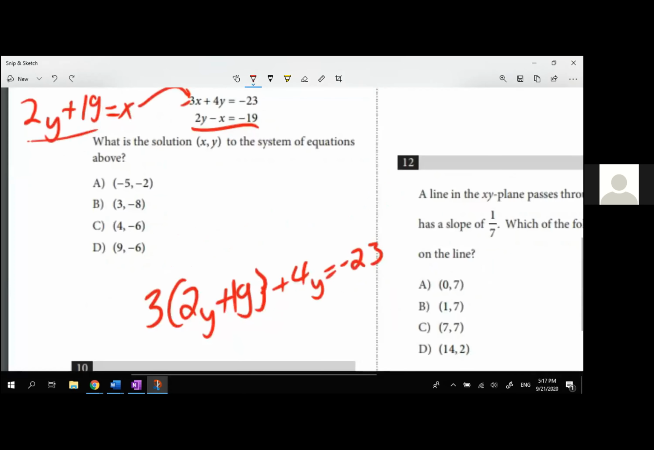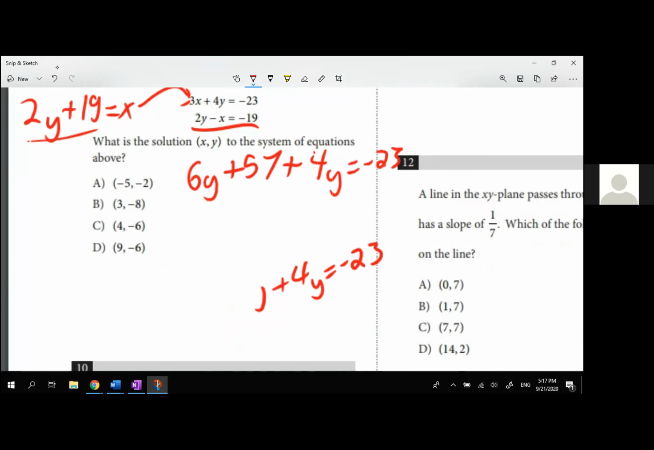Uh-oh, a little bit close to the bottom here. I'm going to go upwards right here. So 3 times 2y plus 19. 3 times 2y is going to equal 6y. 3 times 19 is, I believe, 57, plus 4y equals negative 23. So now that we've gotten that out of the way, we see that we've got two y terms, right? So we add those together to get 10y.